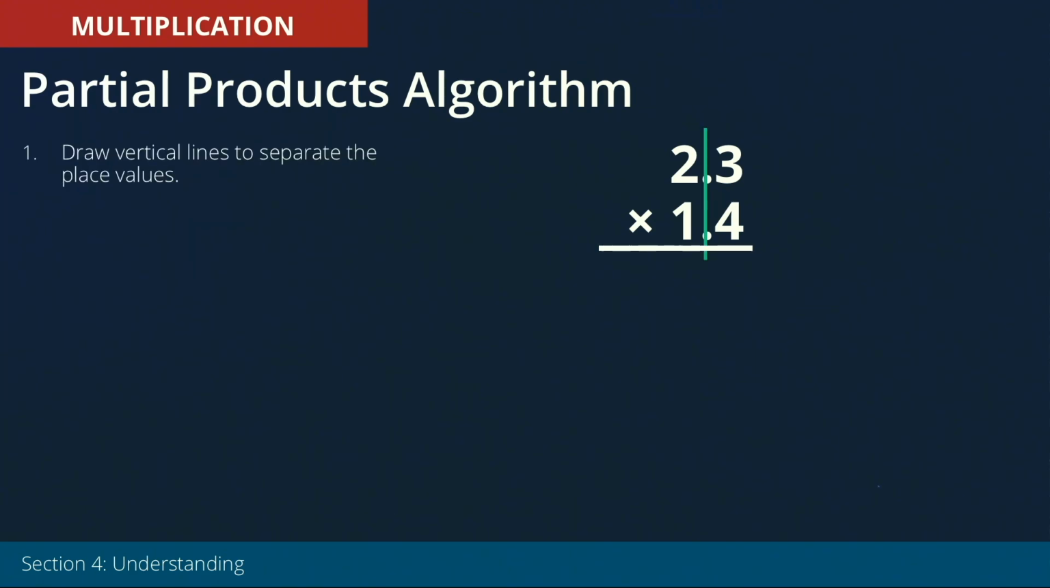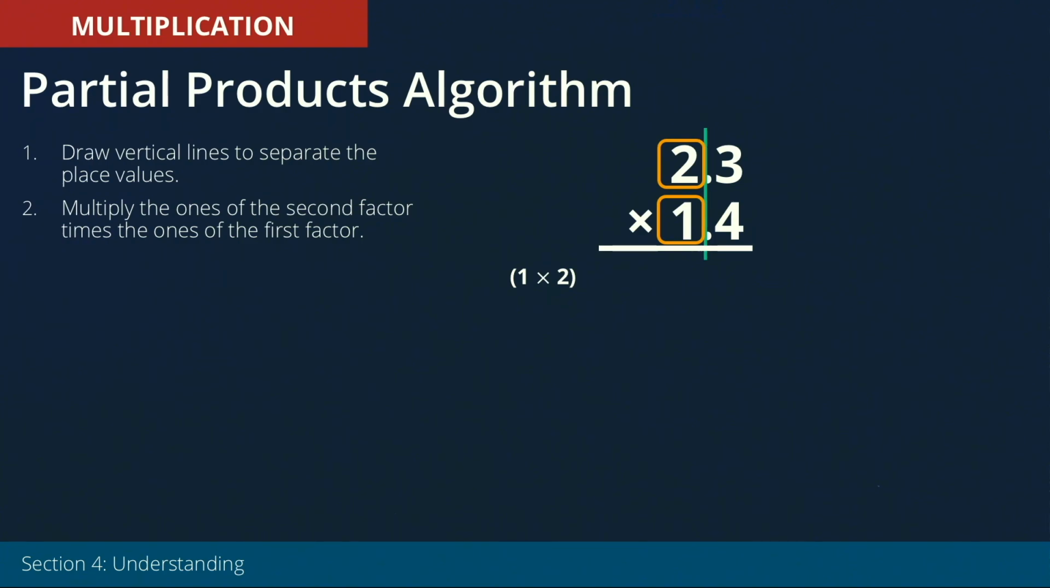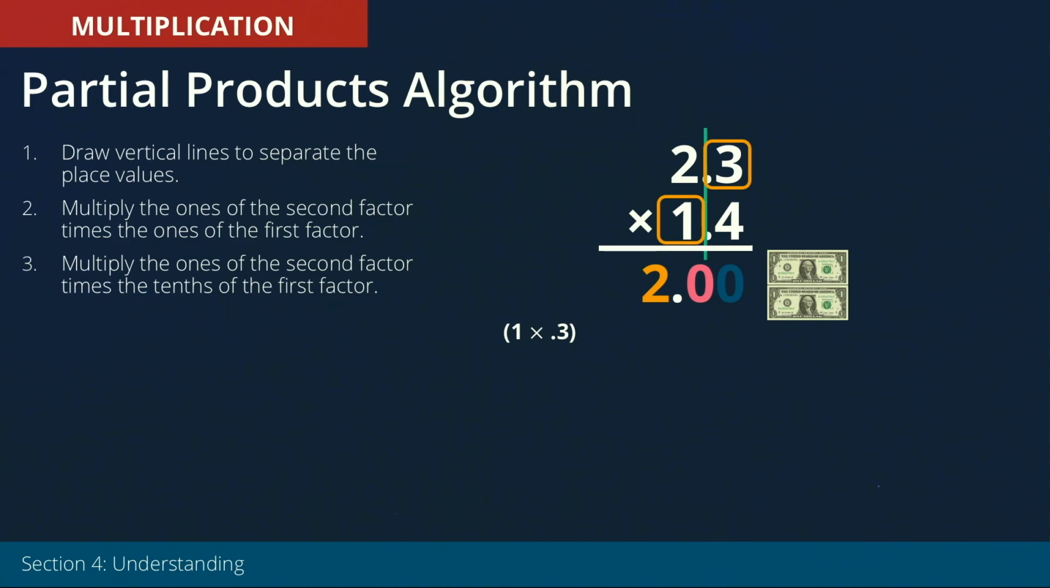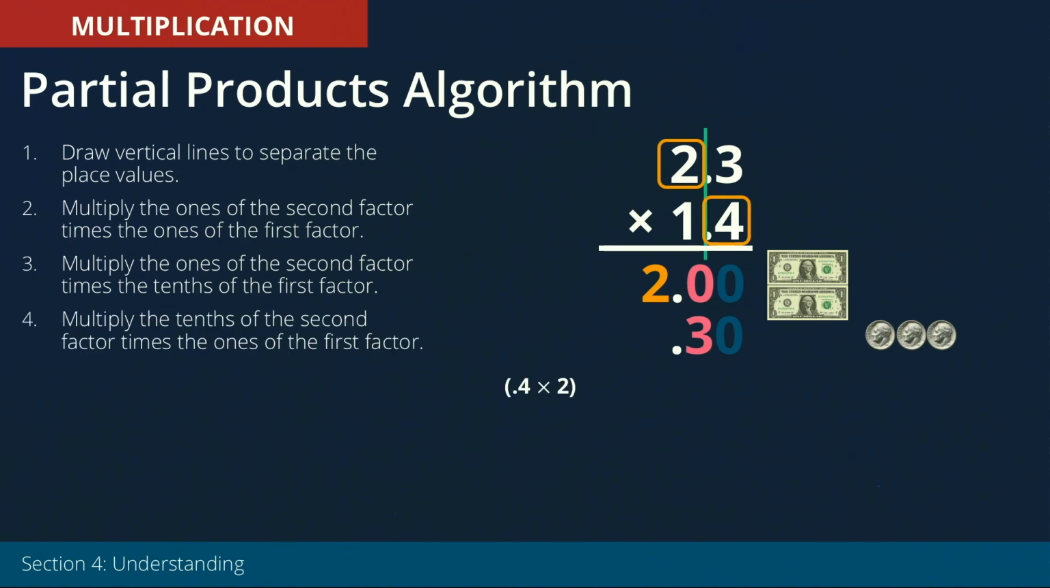So now let's look at this example for the partial products algorithm. Here I'm going to draw vertical lines to separate the place values, and then I'm going to multiply the ones of the second factor times the ones of the first factor. 2 times 1, or 1 times 2, is 2, and I could show that with those two $1 bills. Then I'm going to multiply the ones of the second factor times the tenths of the first factor. 1 times 3/10 equals 3/10, so I could show that with 3 dimes. Then I'll multiply the tenths of the second factor times the ones of the first factor. So there 4/10 times 2 is 8/10. I could show that with 8 dimes.